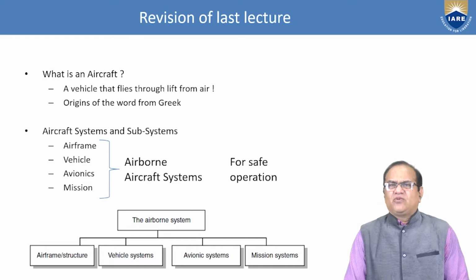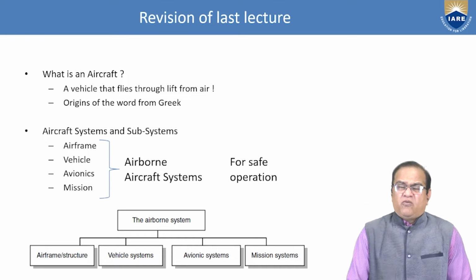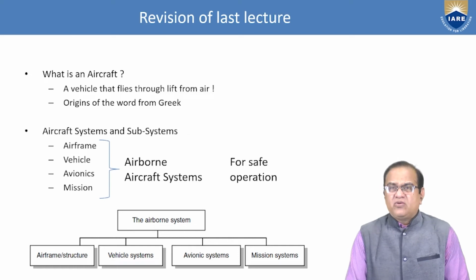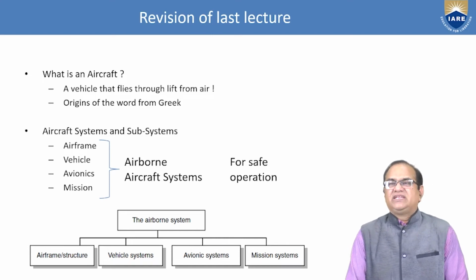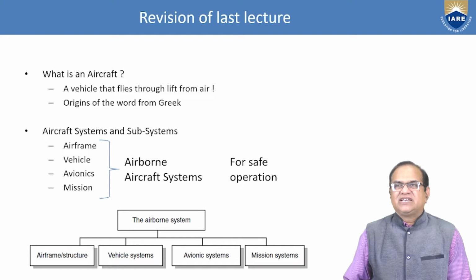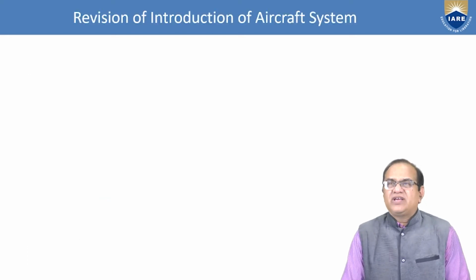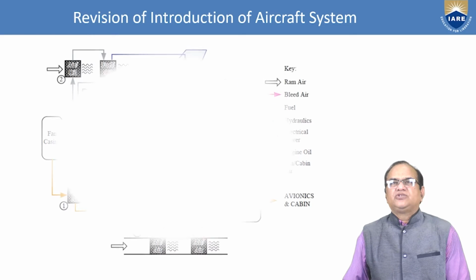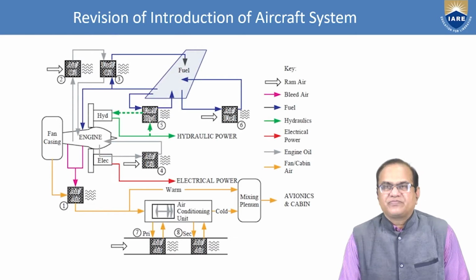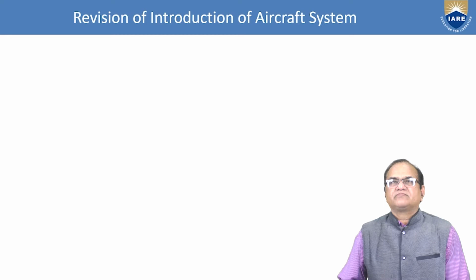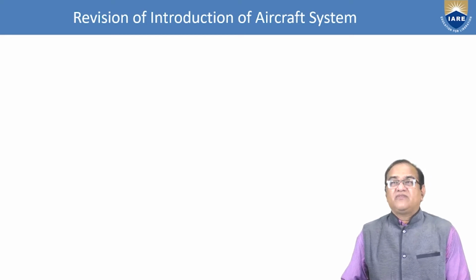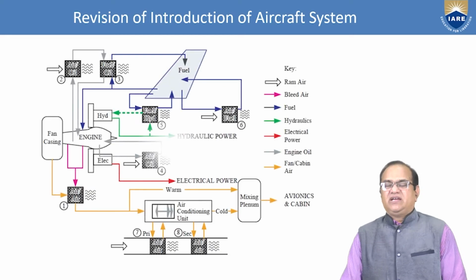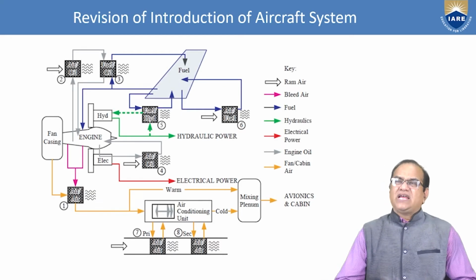In this block diagram, you can see the four systems which I have mentioned above, that is the airframe and structure system, vehicle system, avionics system, and the mission system. These are explained in the next slide. So this is the revision of introduction of aircraft systems. This is the system which I have shown in the last class also.